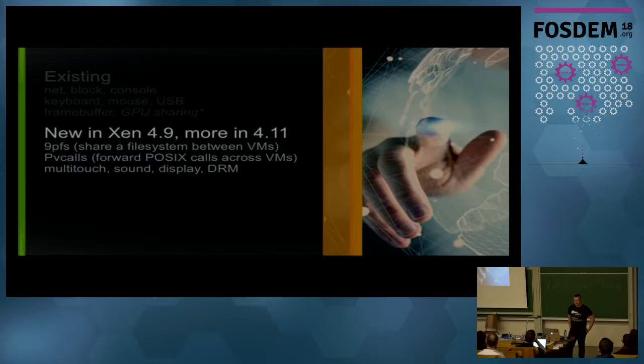Then there have been quite a few new ones. There's 9PFS PV calls, that's POSIX call forwarding, where you have your POSIX API in one VM, and then you basically just have a shim and it routes calls through. It's actually quite interesting. There have been benchmarks as well, and there are things like multi-touch, sound, display, DRM.